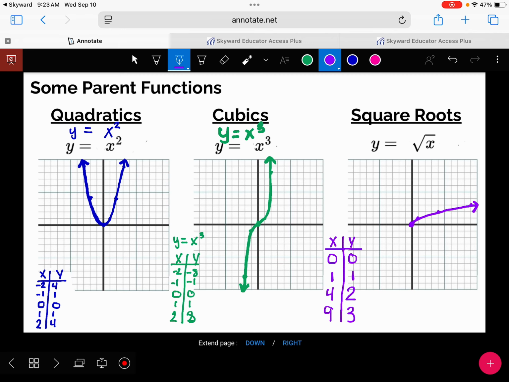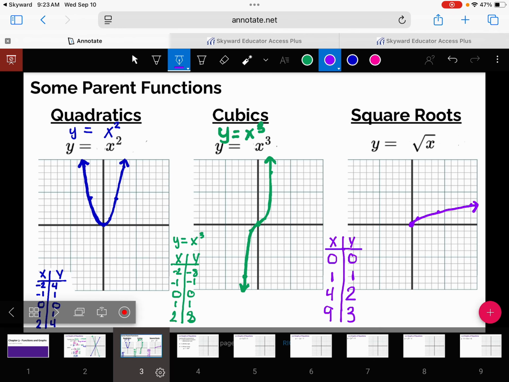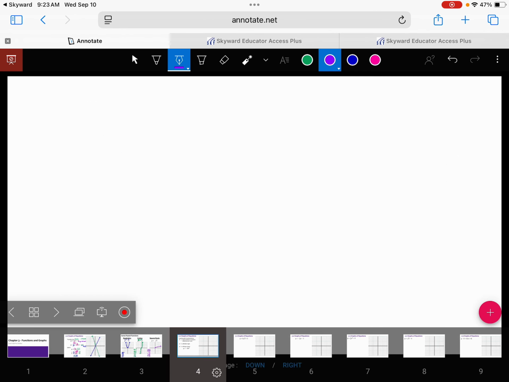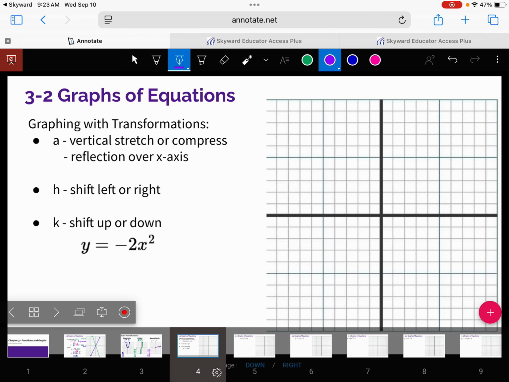So we're going to take these graphs, these parent functions, and we're going to remember about transformations and what they do and what they're called and all that jazz. Okay? Questions on our parent functions? Why do I have a graph on this page? Here we go. Because we're going to talk about our transformations here.